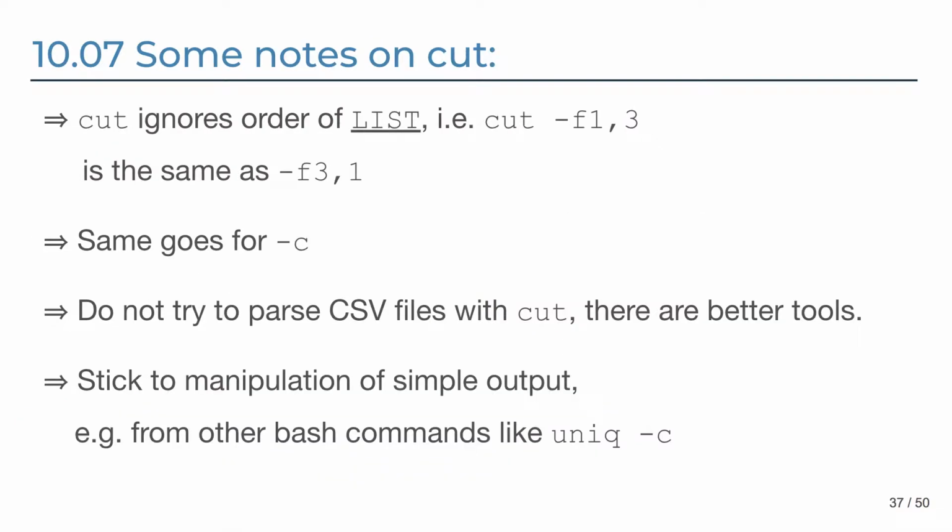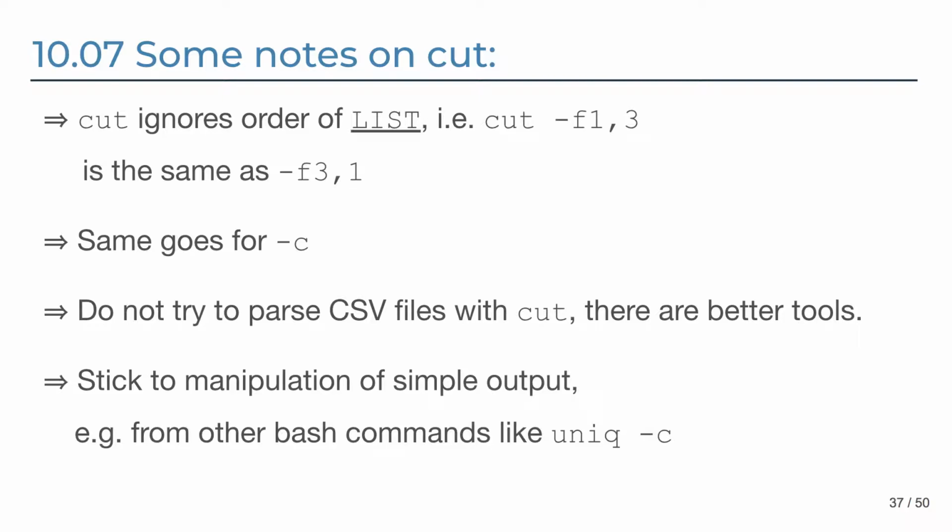Right, some notes on cut. As I said, the order is ignored. So minus F1,3 is the same as minus F3,1. It will still print the fields in order, first field and then third field, because it always goes from left to right. The same is true for minus C.